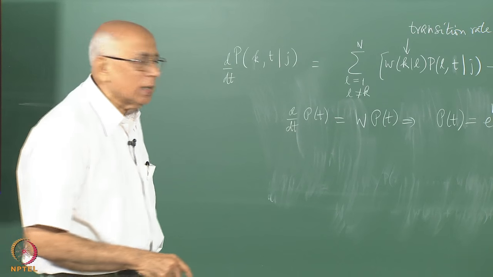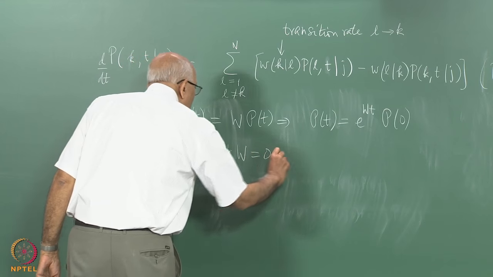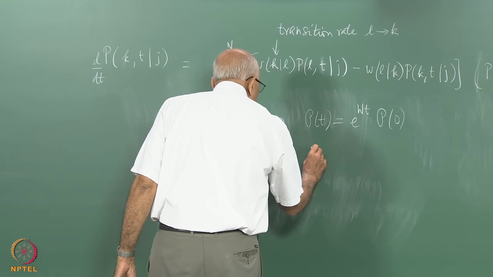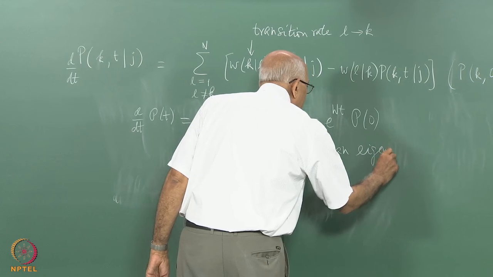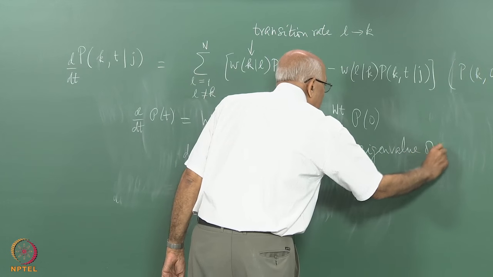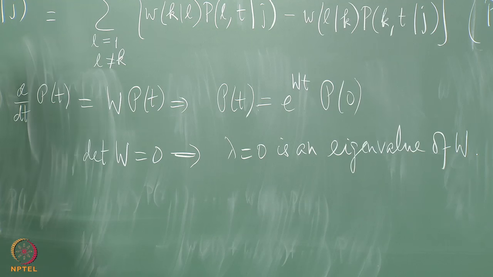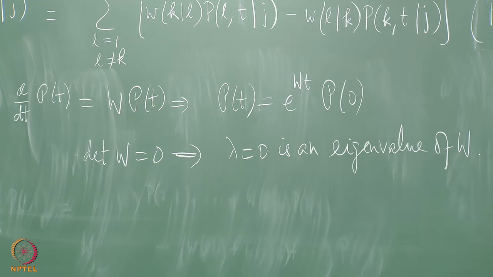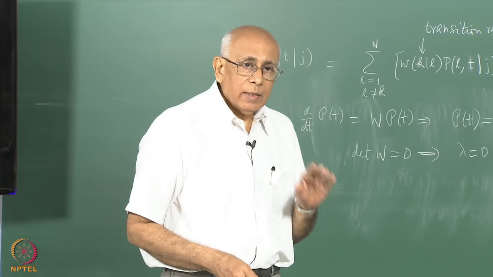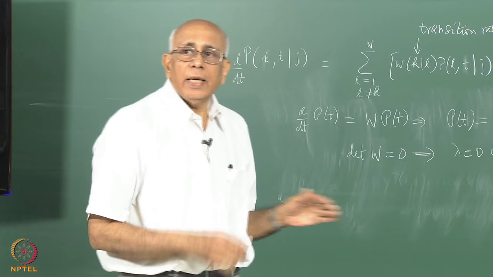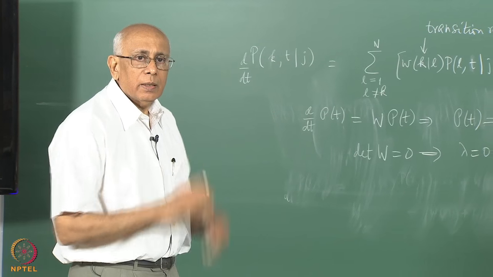We have some idea of what it is, because remember that determinant W equal to 0 implies lambda equal to 0 is an eigenvalue of W. You can actually prove more than this. You can show that this 0 is a simple eigenvalue, that it is not a repeated eigenvalue generically. Moreover, that it has a right eigenvector which will be the stationary probability distribution, and in the simplest cases we are looking at, it is a unique vector.